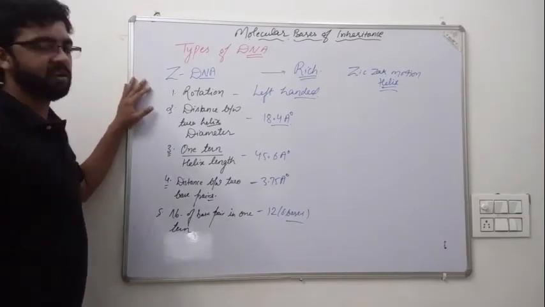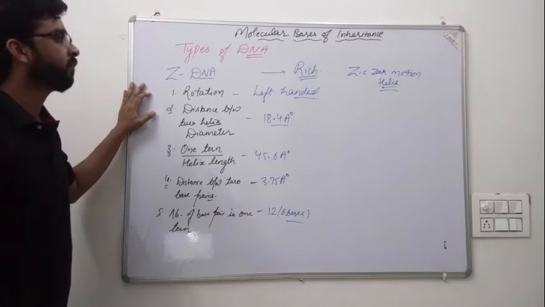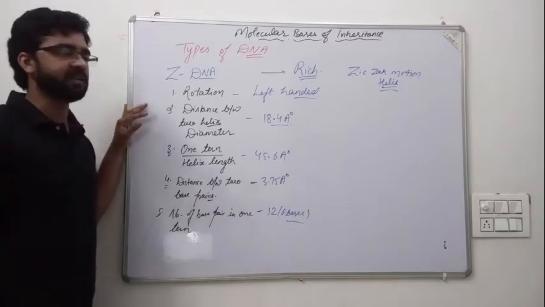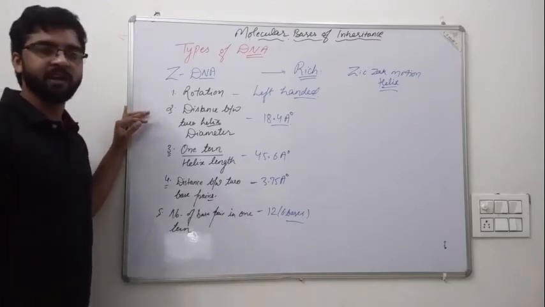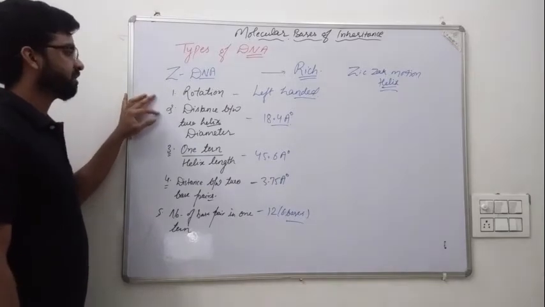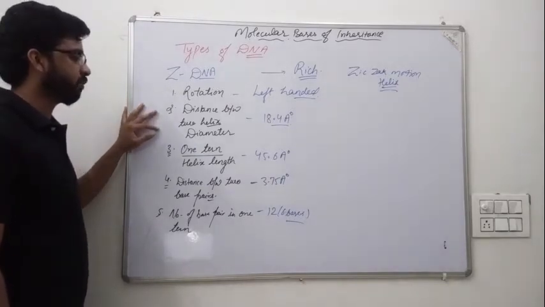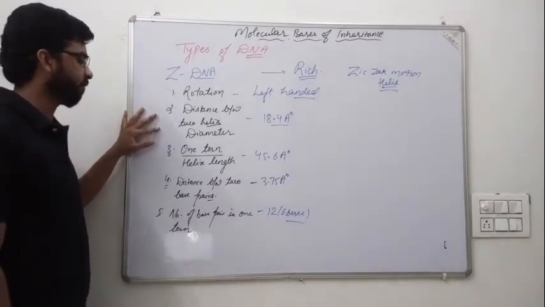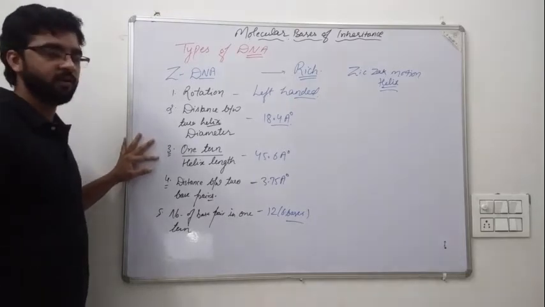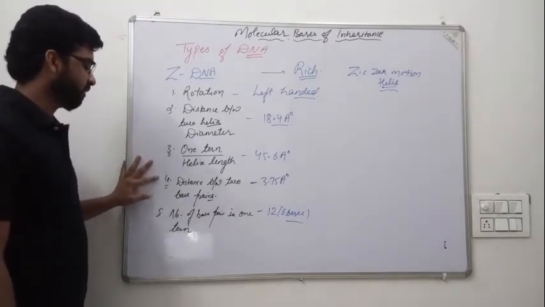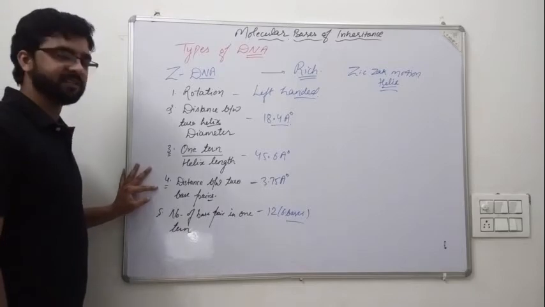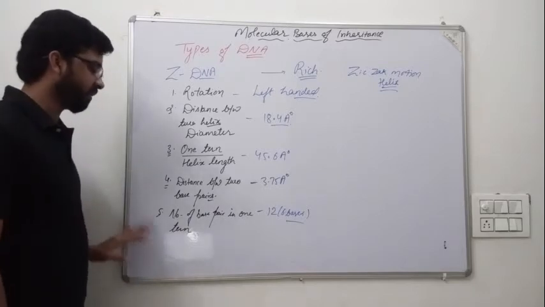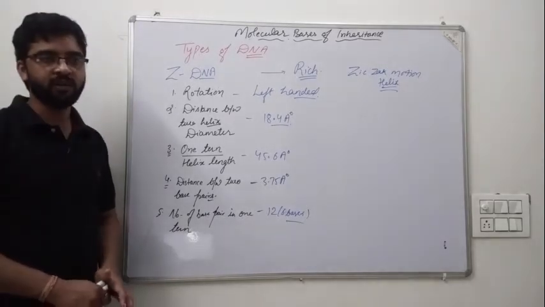So Z type DNA was firstly proposed by Rich, and he also proposed that Z type DNA has zigzag motion, rotation left-handed, diameter 18.4 angstrom, helix length 45.6 angstrom. The distance between two base pairs is 3.75 angstrom, and the total number of base pairs is 12 in 6 and a half.